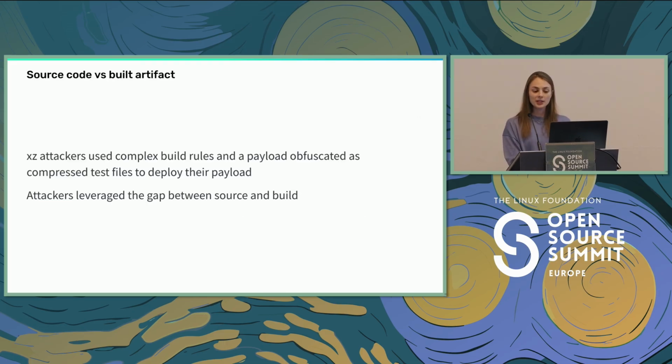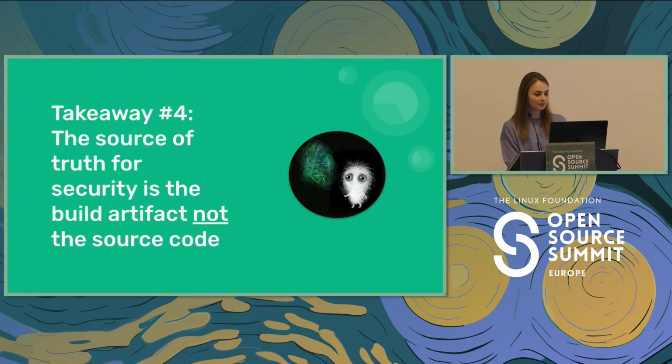But this attack shows us that attackers can use complex build rules and obfuscated payloads to deploy attacks. While the tests were present in the source code, the test input was present in the source code repository, it was in a binary form. And the script that unpacked it to create the backdoor was only included in the release itself. This provides us with an excellent example of how attackers can leverage that gap between source code, or what a human reviews, and the built artifact.